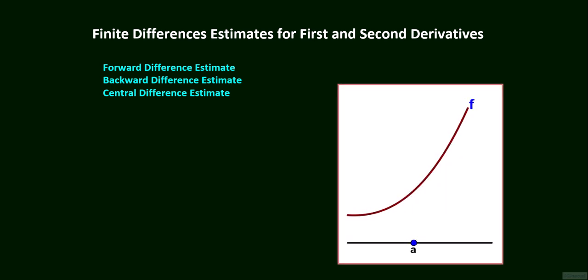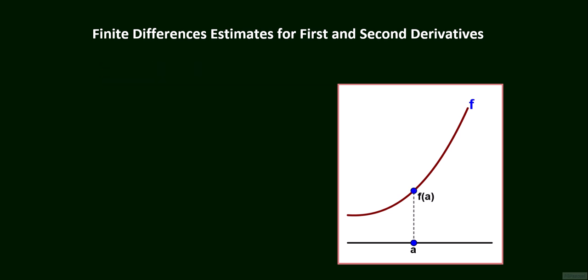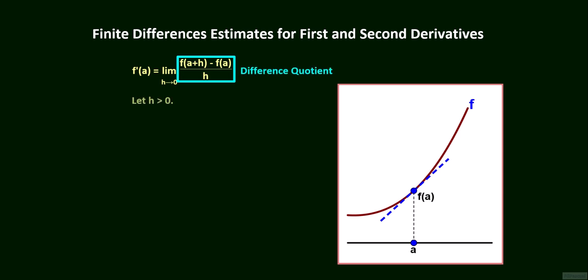We take x equals a and the corresponding point on the graph of f. Recall that f prime of a is equal to the slope of the tangent line to the graph of f at x equals a. F prime of a is defined to be the limit as h approaches 0 of the fraction f of a plus h minus f of a all over h, provided that this limit exists. This fraction is often called the difference quotient of f at x equals a. Let h be greater than 0.